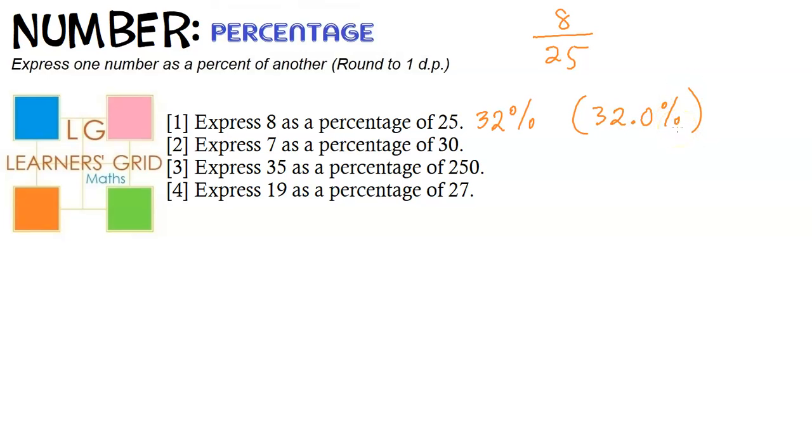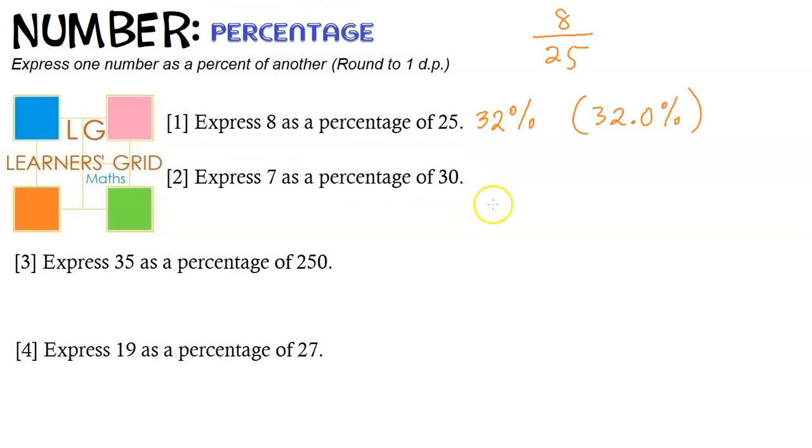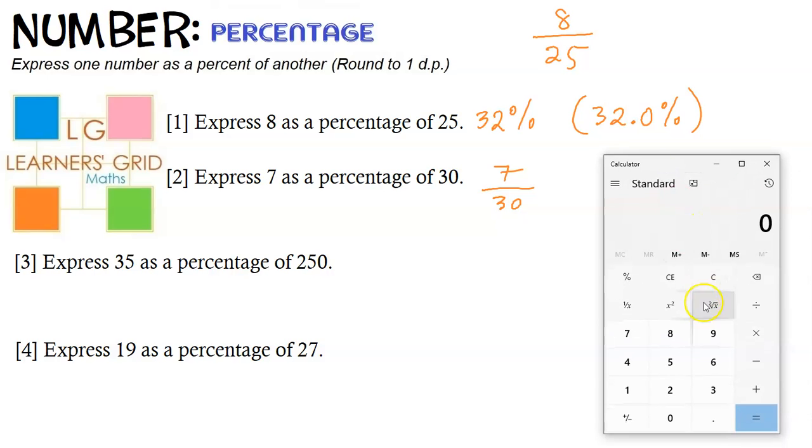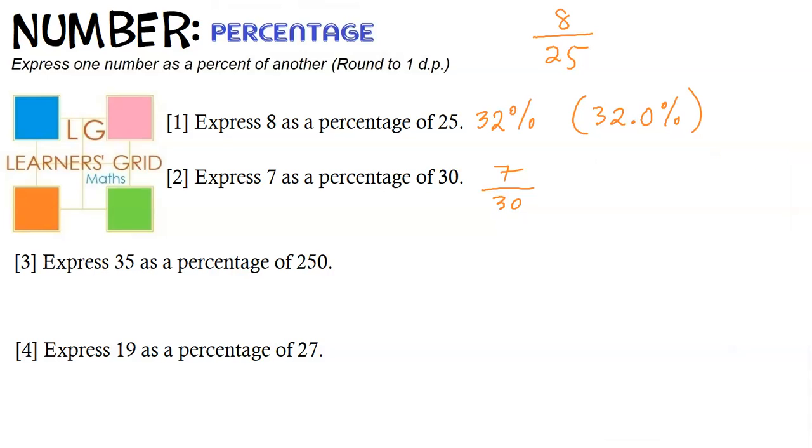Okay, so next one. Express 7 as a percentage of 30. So let's have a look at that. 30 looks like it's going to have to be the denominator, and the numerator is 7. So again, I've got my fraction, and now I can just use my calculator and calculate 7 in the fraction bar, that means divided by 30, hit percent, hit equals: 23 point. If I have to cut this off, it'll be 23.3 because the next digit is small. So let's just write that down.